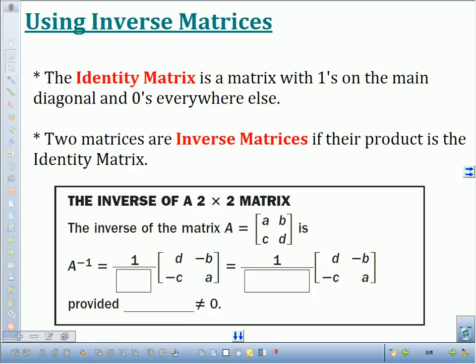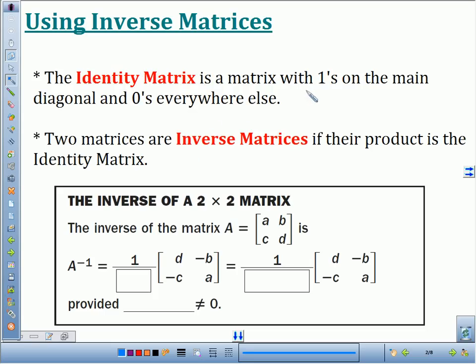First piece of vocabulary we're looking at is the identity matrix. Now, the identity matrix is a matrix with ones on the main diagonal and zeros everywhere else. So, for instance, if I had a 2 by 2 identity matrix, it would look like this. I would have ones on the main diagonal and zeros in the other spots.